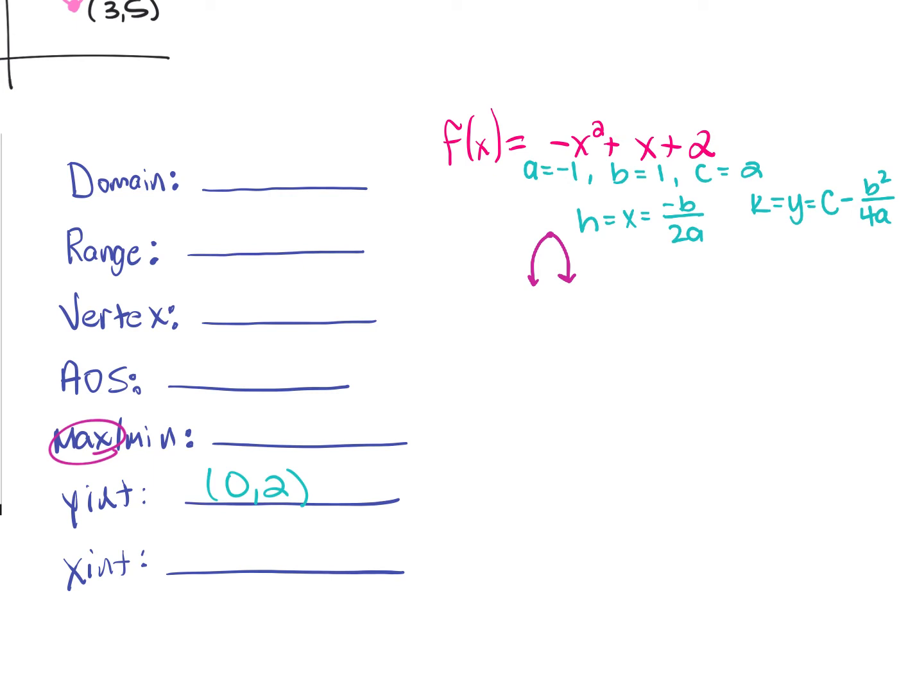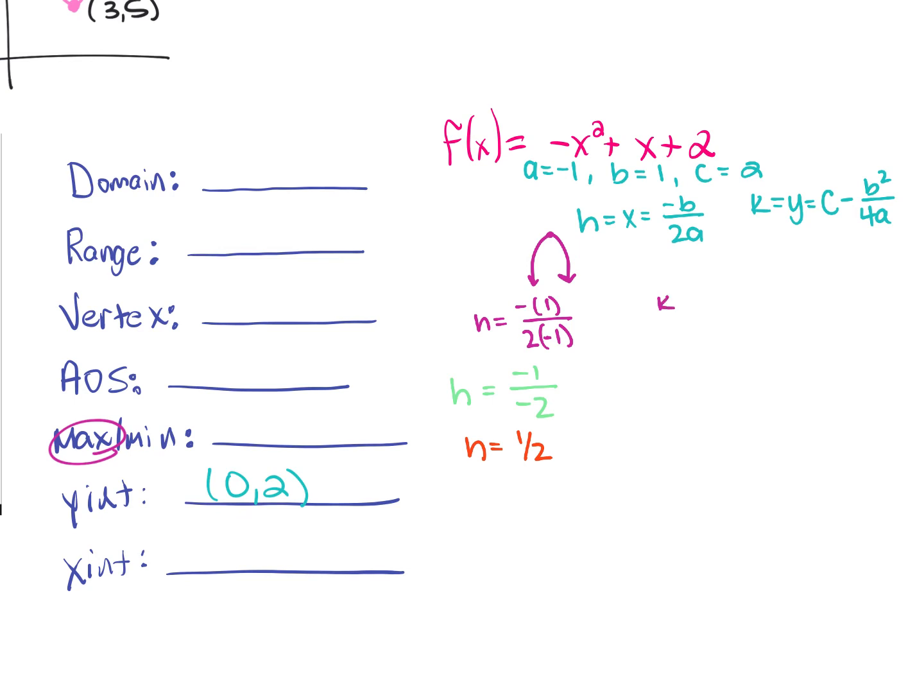Plug them in. Simplify. To find h, the opposite of b is going to be the opposite of 1, over 2 times a, which is 2 times negative 1. The opposite of 1 is negative 1. 2 times negative 1 is negative 2. Negative 1 over negative 2 gives you an h of 1/2.